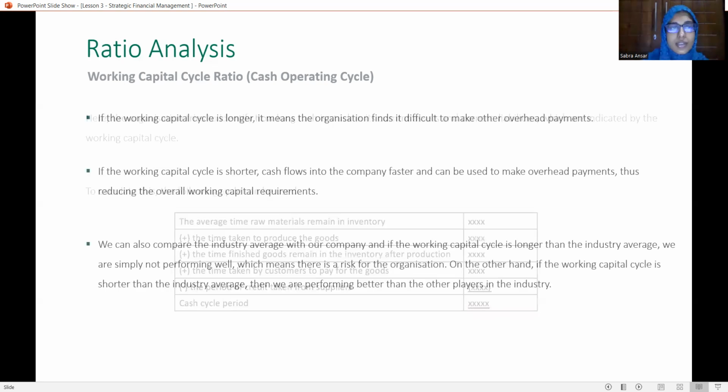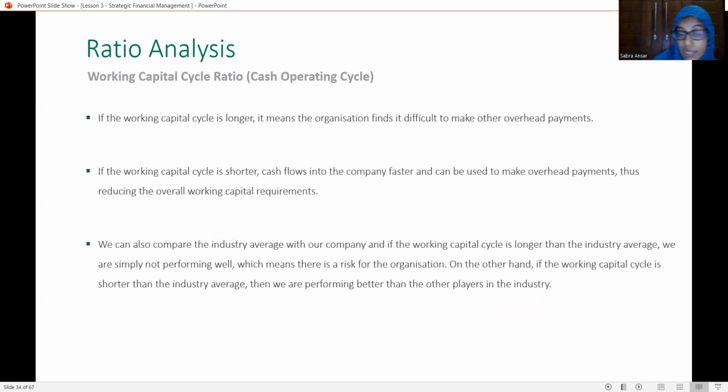So now let's try and understand more about the working capital cycle. If a working capital cycle is longer, it means the organization finds it difficult to make other overhead payments. So as I mentioned, this is the time it takes for the cash to come into the company again. So obviously, if it's a longer period, if there are other payments, it'll take some time for the organization to pay them as well. So a longer working capital cycle would mean it'll take more time to pay the overhead payments for the company as well. And also, if the working capital cycle is shorter, cash flows into the company faster and can be used to make overhead payments, thus reducing the overall working capital requirement.